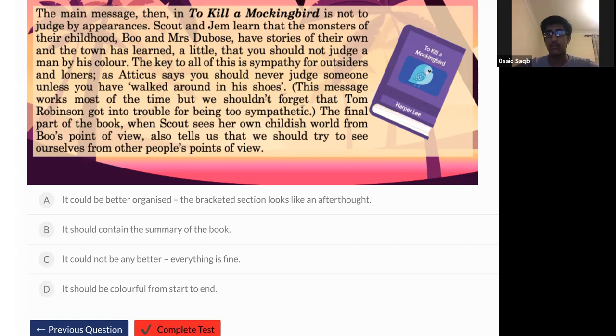Firstly, the phrase in the bracket is too long. Brackets are usually used for short phrases like two, three, four words. That's too long, and it's not in the right context. So yes, I would agree with you and say it could be better organized. The bracketed section looks like an afterthought, and it probably should have been more condensed. It should have made this point slightly beforehand rather than as an afterthought. So well done. Good. So that's it for today, kids.